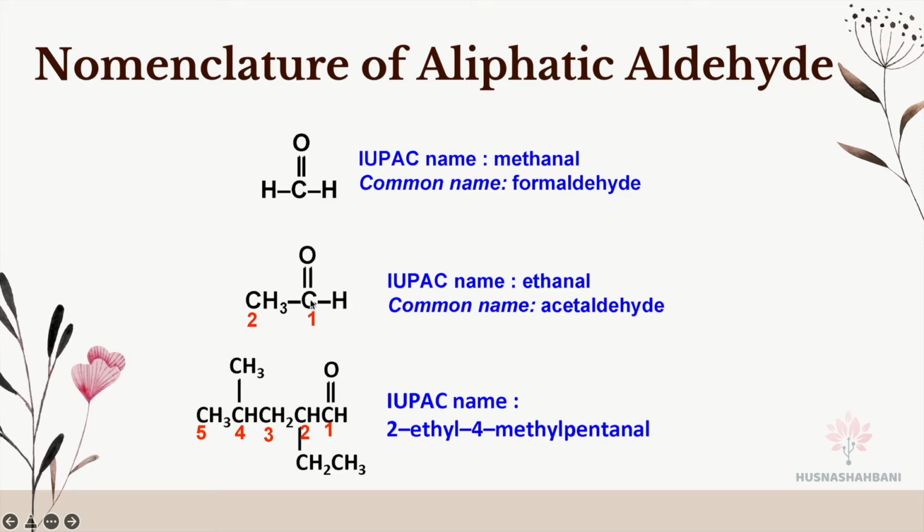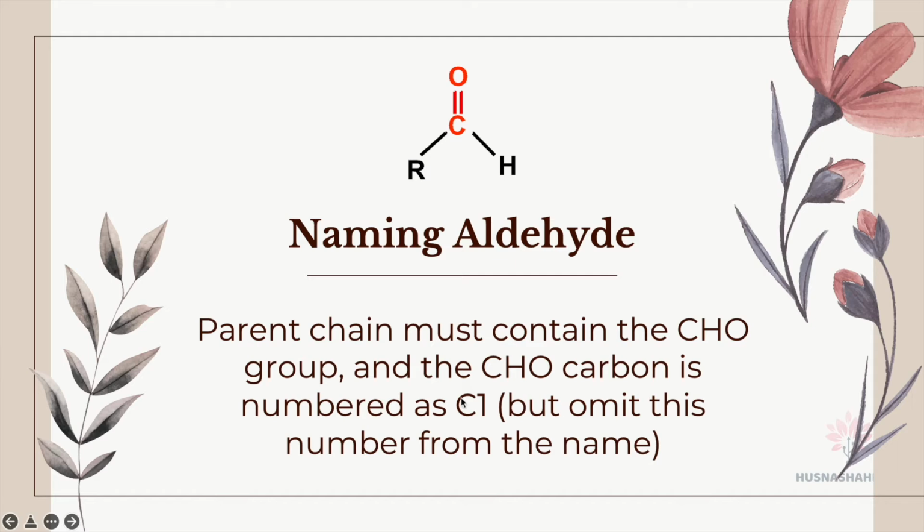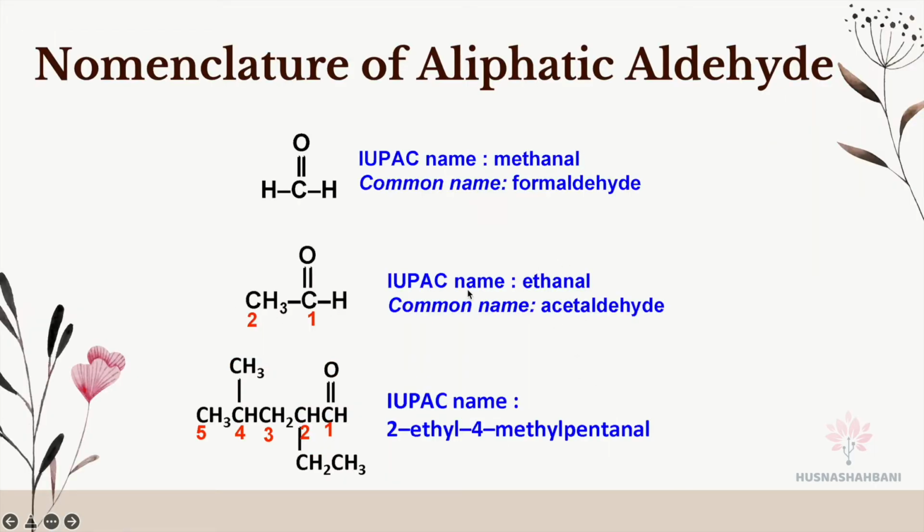So here, the carbon that has the double bond O is carbon 1, but don't put number 1. It's not 1-ethanal. That's what it means by omit this number from the name. Don't put number 1 in the naming. It's just ethanal.